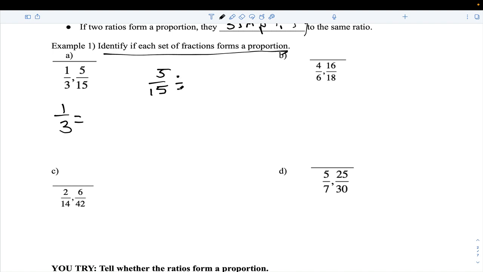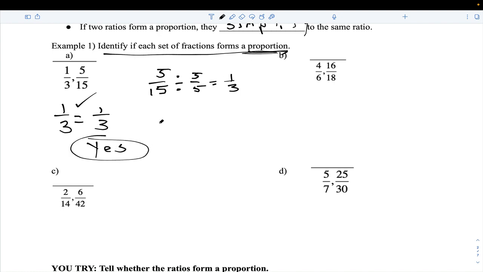What do you divide by, top and bottom? Divide it by 5, so the top is going to be 1 and the bottom is going to be 3. Beautiful. So this is 1/3 and 5/15 is 1/3. If you can match them and they simplify to the same thing, here's your answer. Do they form a proportion?